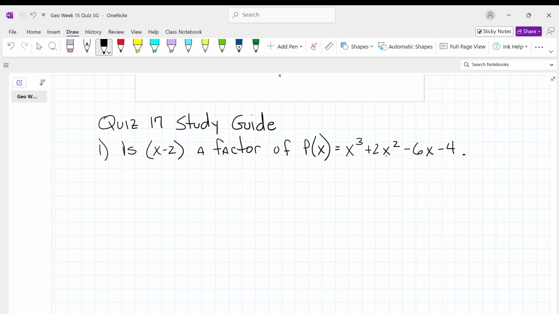So the first thing we're going to do is divide. And if x minus 2 goes into this evenly, then it's a factor. And we're just going to write this p of x as the product of two factors. So I'm going to use the synthetic division technique. So I'm going to take my 2, and then I'm going to use a 1, a 2, a negative 6, and a negative 4.